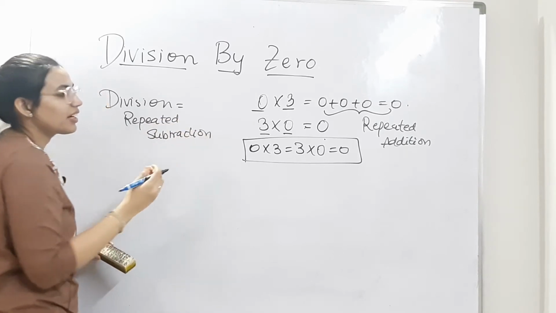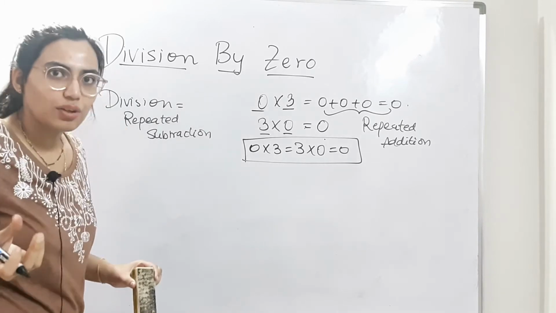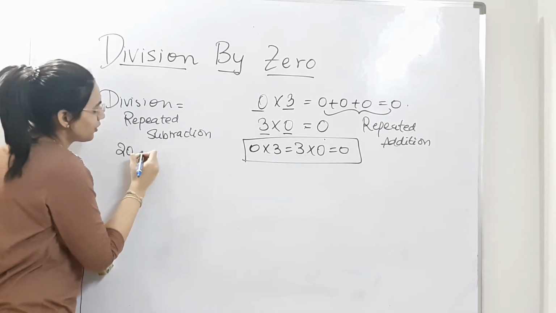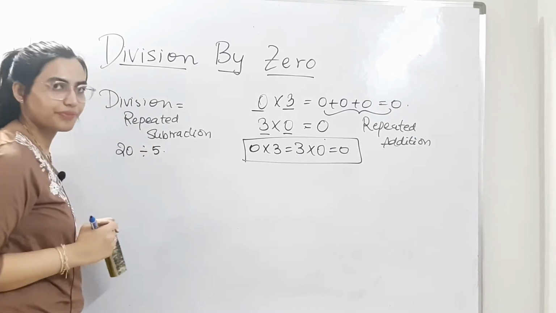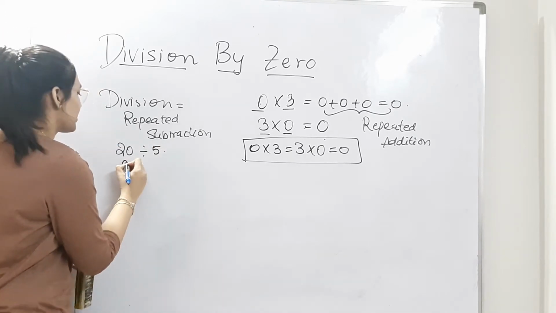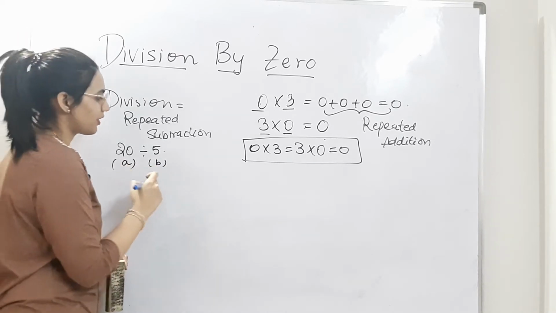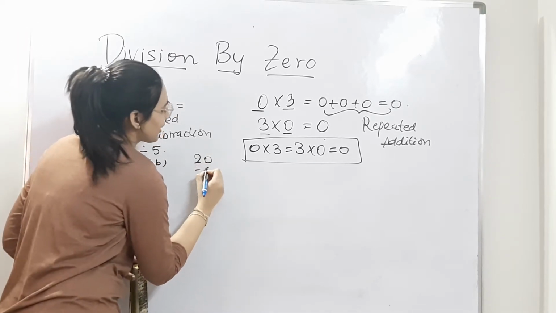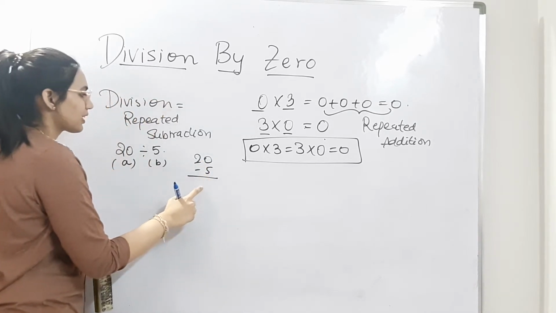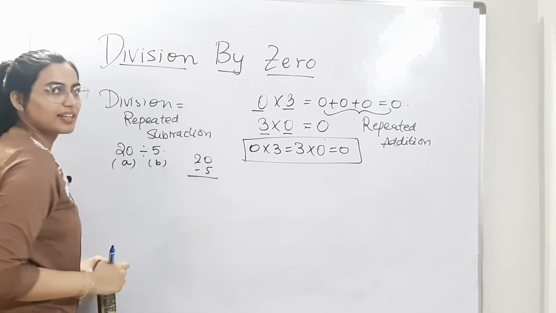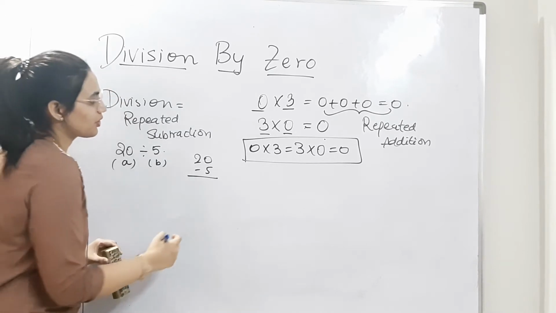Dividing is nothing but taking a part out of that number, right? For example, if you want to divide 20 by 5, I'll call the 20 A and the 5 B. How do you divide 20 by 5? You start by subtracting 5 so many times that you get the final result as 0. How is this possible? Let's see.